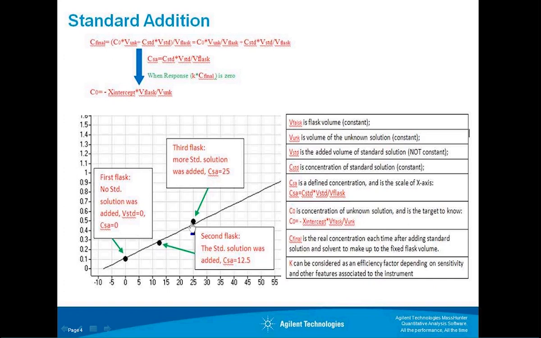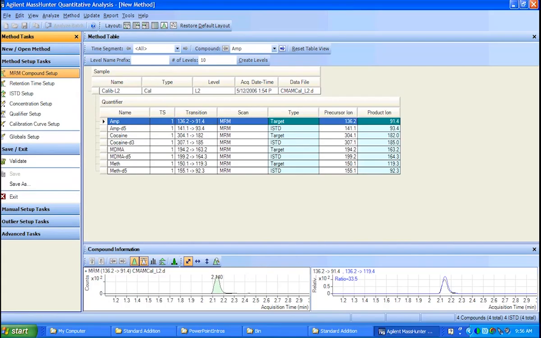So we are able to calculate a response factor, and the concentration is basically the area of the unknown divided by this response factor. The response factor is obviously related to the slope of this line, and that will back calculate the concentration of the unknown.